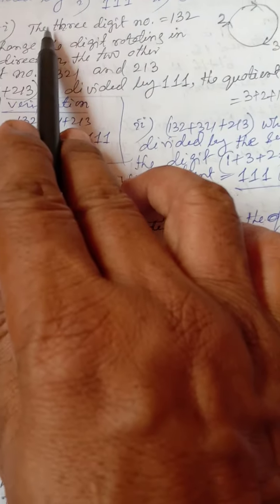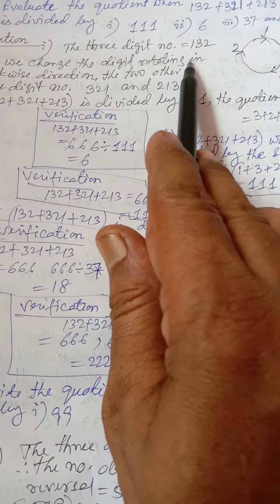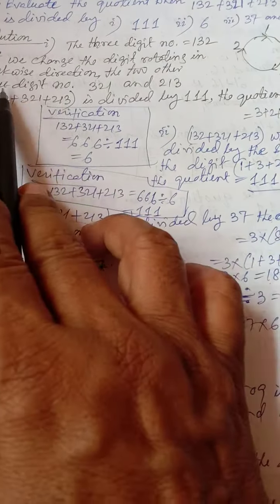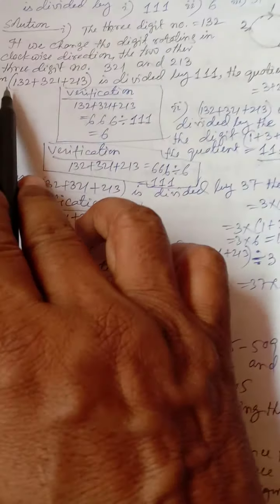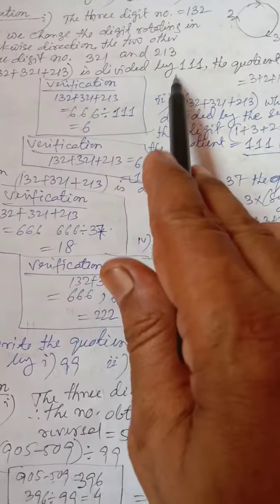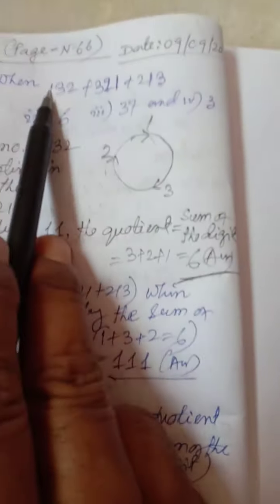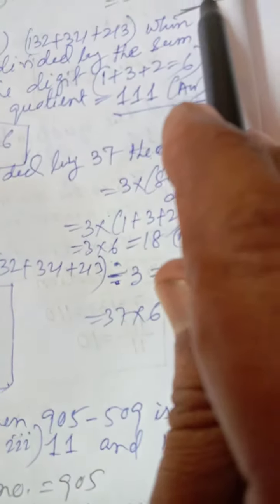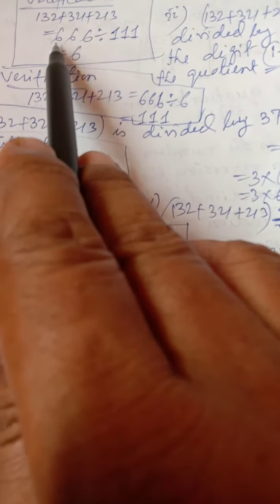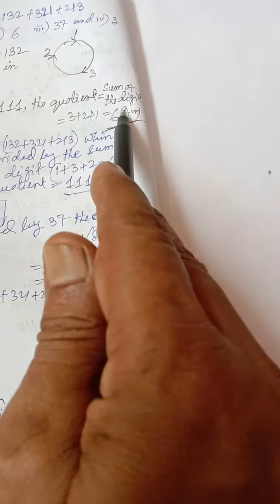So let us see. The 3-digit number is 132. If we change the digits rotating clockwise, the two other 3-digit numbers will be 321 and 213. When we divide the summation of these by 111, the quotient will become the sum of the digits. Sum of the digits is 3 plus 1 plus 2, that is 6. Let us do the verification. The addition of the 3-digit numbers is 666. Dividing by 111, it becomes 6. So 6 is the right answer.